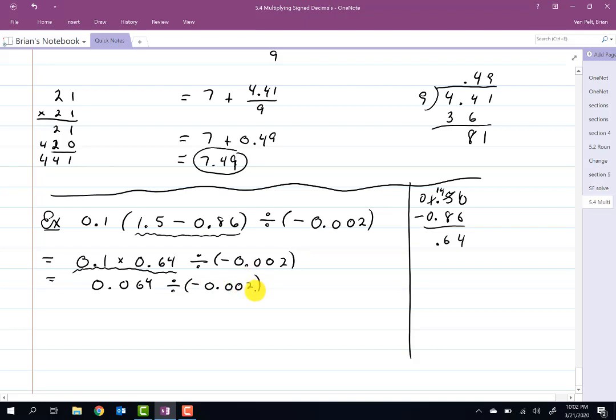And, well, I know the answer is going to be negative at this point. So let me put that down. Now I got to do 0.002 into 0.064. So I need to move the decimal 3 places to the right for both. Oh, that's nice. Look what I get. 2 into 64, and that's just 32.